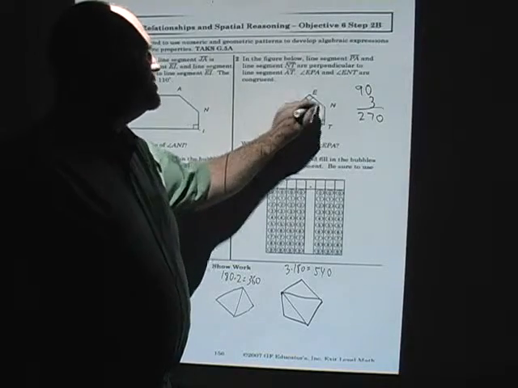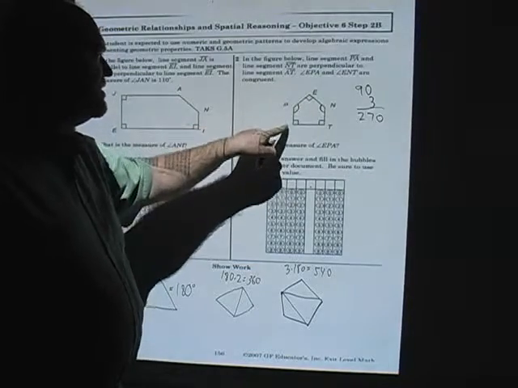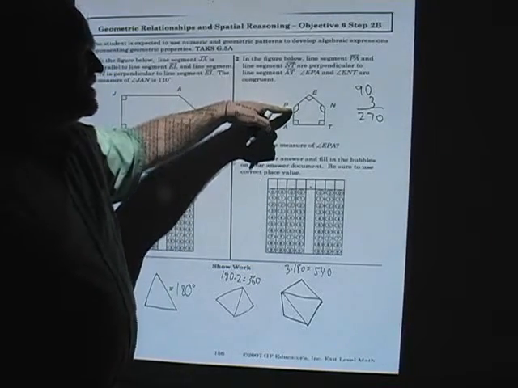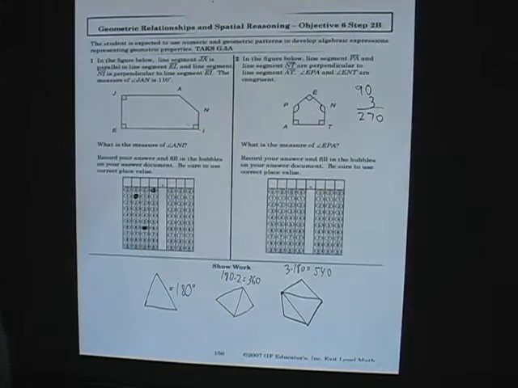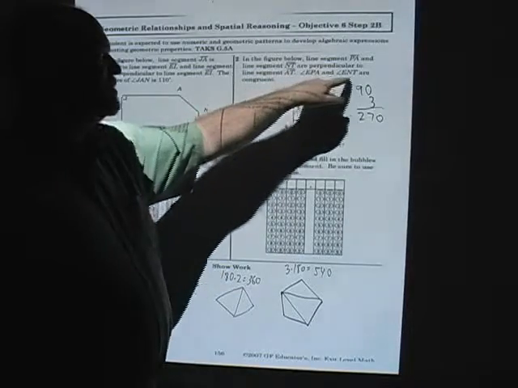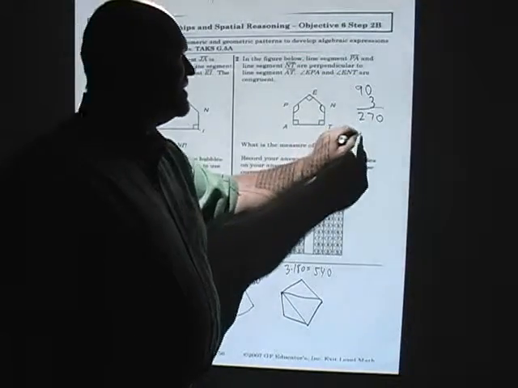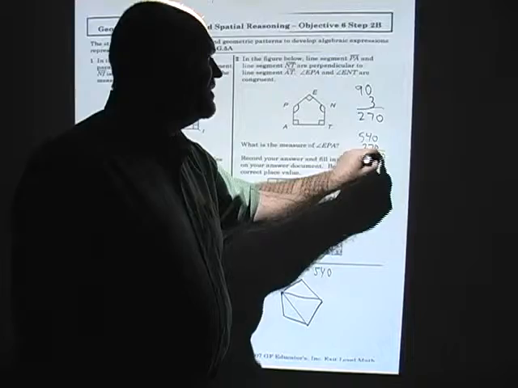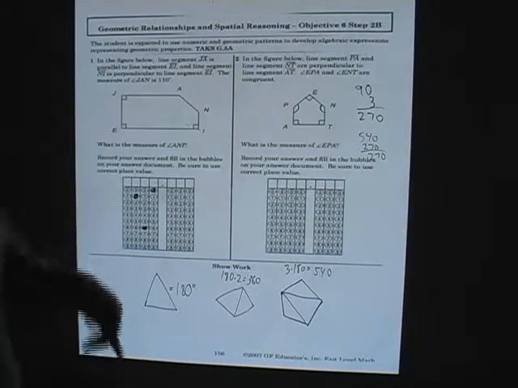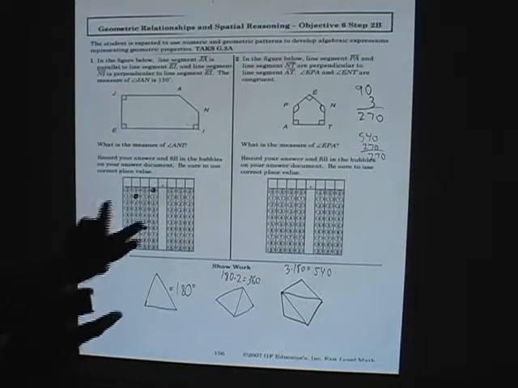We don't know these 2. Now they're asking us for EPA, which is this angle right here, EPA. But we don't know it, and we also don't know this one, ENT. But we do know that these 2 are congruent. Their measures are equal. So if we take the 270 away from the 540, it leaves us with 270, which is what we've got left here. These 2 angles have to add up to that remaining amount of 270.